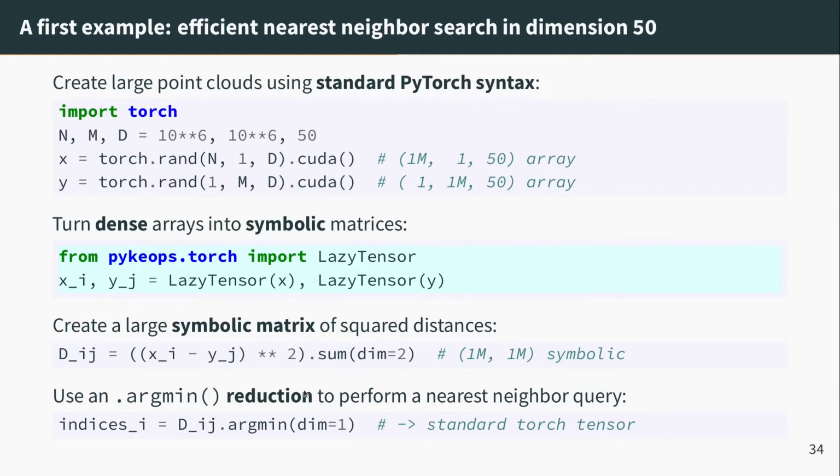And then the idea is that when I call a reduction on this symbolic object, this triggers the just-in-time compilation of a very efficient nearest neighbor query. And so here I recover a standard PyTorch tensor. And do you have an approximation when converting into a lazy tensor, or is it an exact conversion? No, it's an exact conversion.